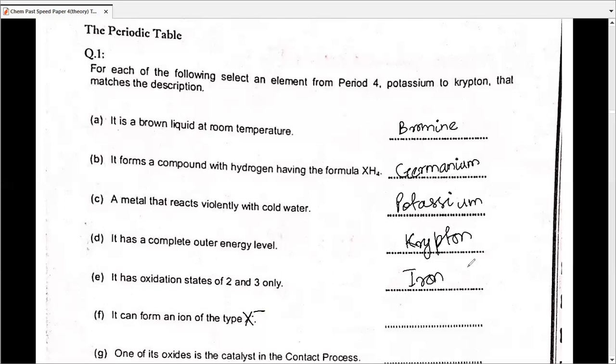This is good. It's bromine. So that was a repetition. Usually the questions like this have a repetition. Sometimes children tend to go with different answers for these, but they may repeat.